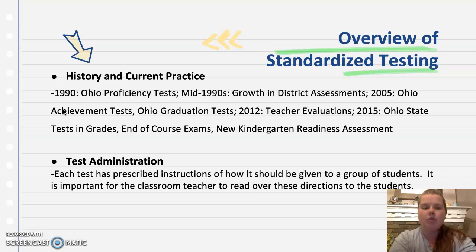So, test administration. Each test has prescribed instruction on how it should be given to a group of students. It is important for the classroom teacher to read over these directions to the students. Teachers should practice reading over directions because you need to be as clear as possible for the grade level to make sure that there are no questions about what the test is asking you to do. And then teachers must ensure they are objective during the test and make sure their body language is silent so that the kids don't have to try and guess answers from you.